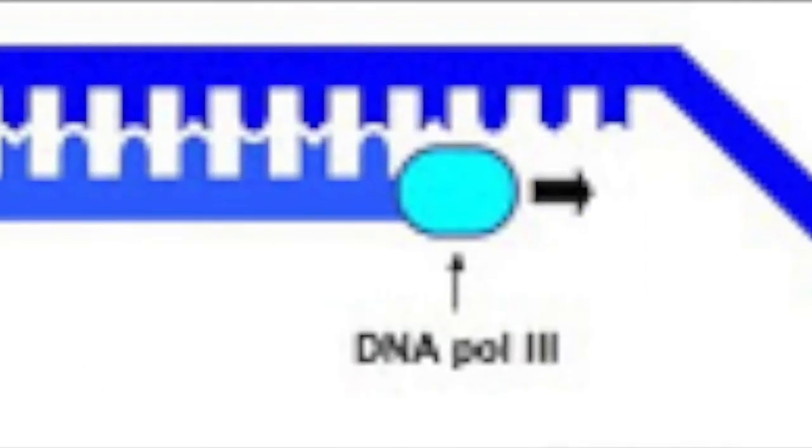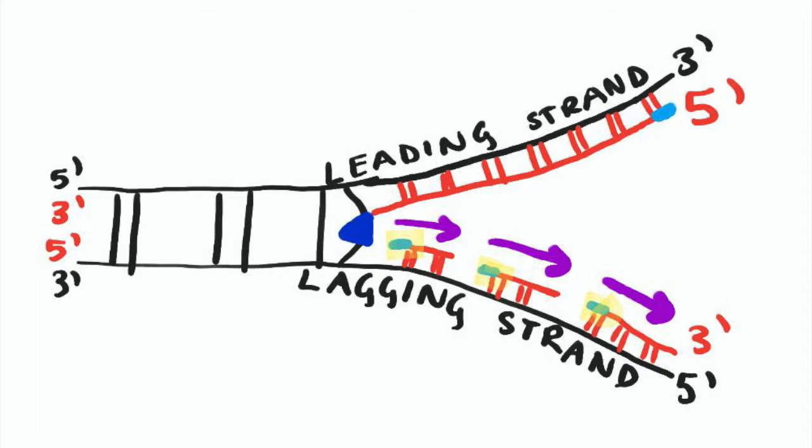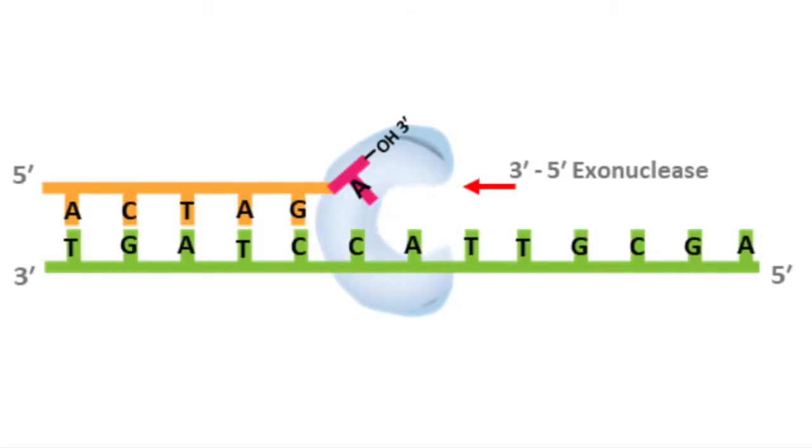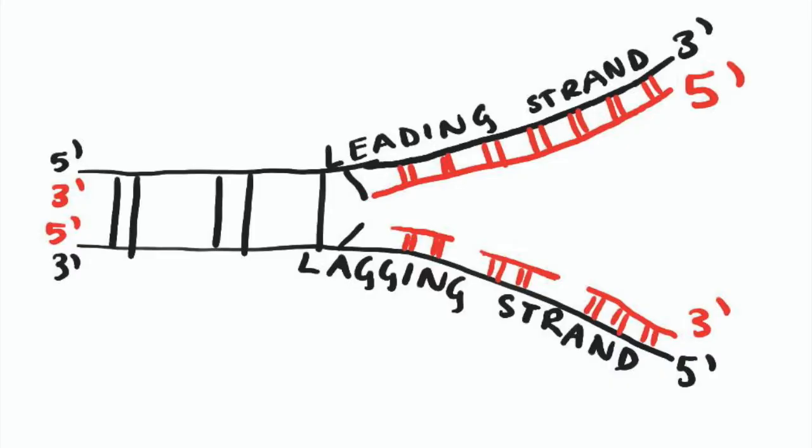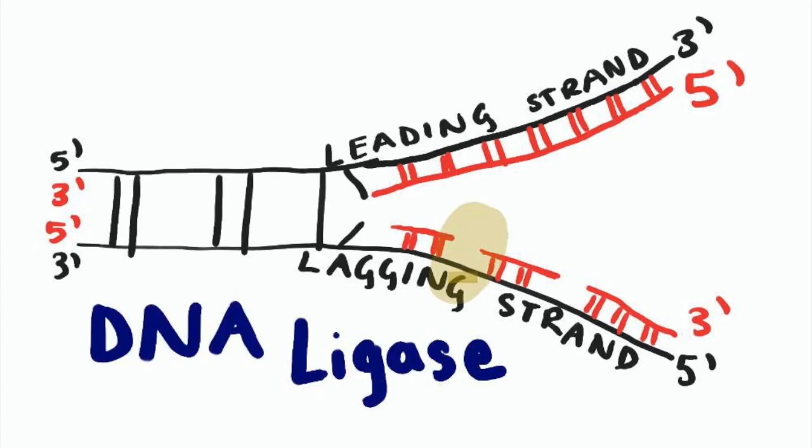The synthesis of the lagging strand is initiated by multiple RNA primers, as opposed to the leading strand, which only requires one primer. DNA polymerase I then removes the RNA primers, filling in the gaps made by the primers with the appropriate nucleotides. For the lagging strand, there is an extra step where the enzyme DNA ligase uses phosphodiester bonds to seal the gaps between the Okazaki fragments.